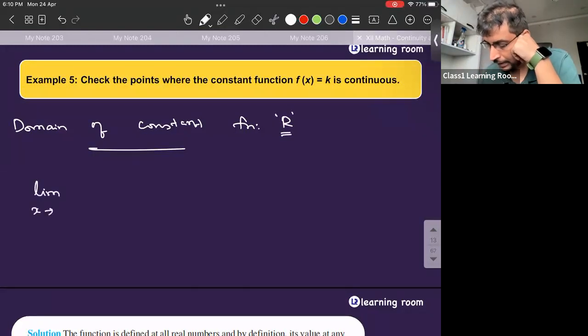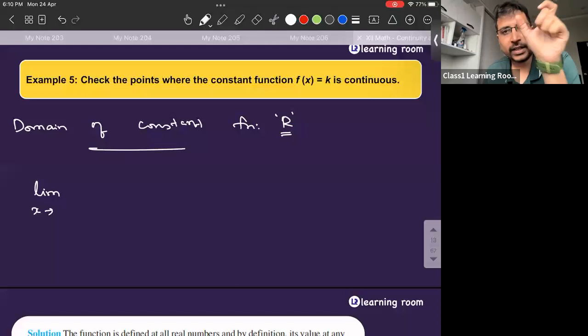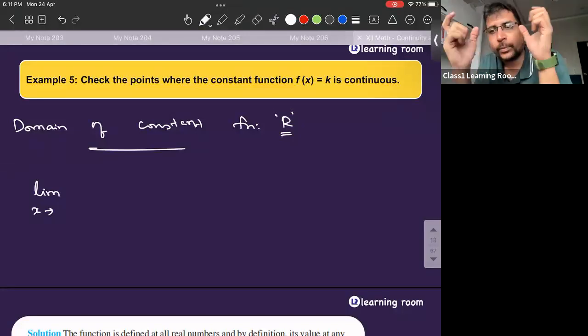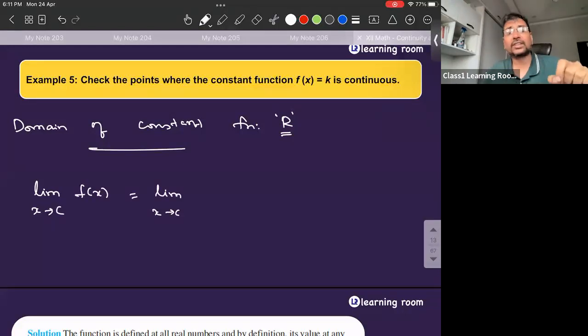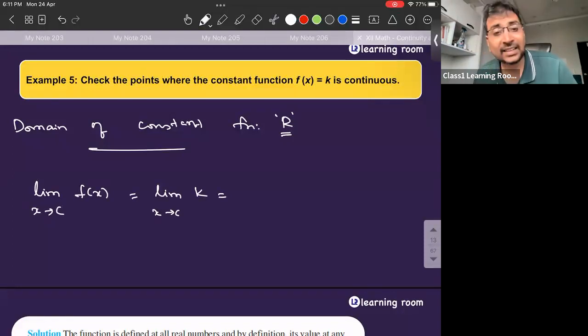So if I take a random point C in the real numbers, because whenever I'm asked to check the continuity of a function, I can take a random point in the domain of that function and check it. Suppose I take limit x tends to C of f of x. What is f of x in this case? It's k. So what will the answer be? Limit x tends to C of k is going to give you k itself, because I don't have any x to substitute the value of C. Guys, are you able to understand what I'm saying?